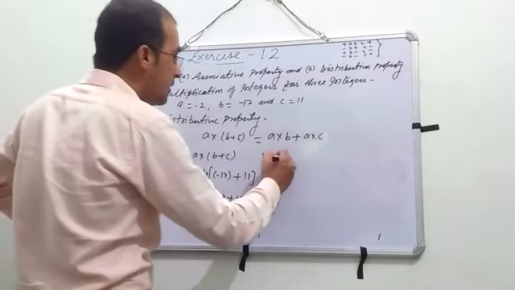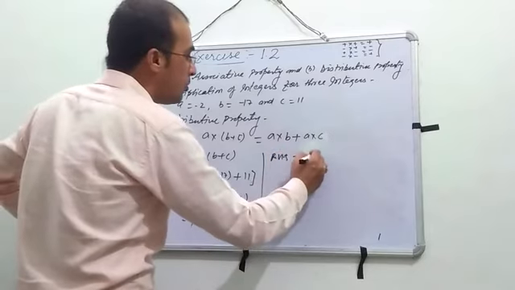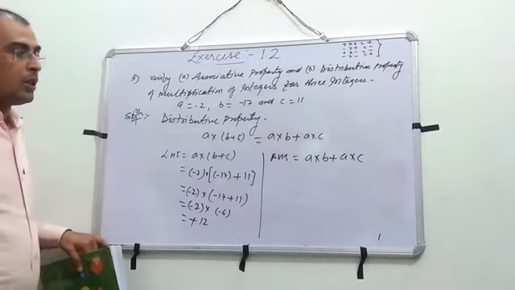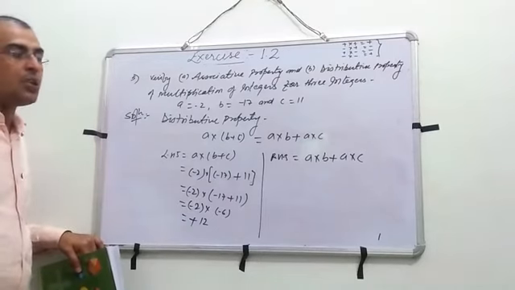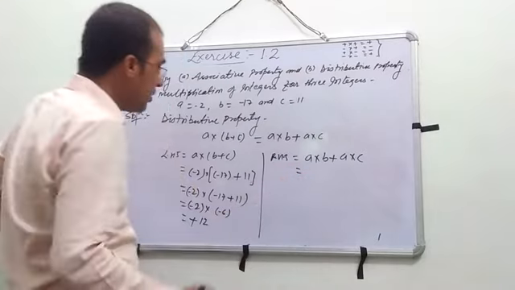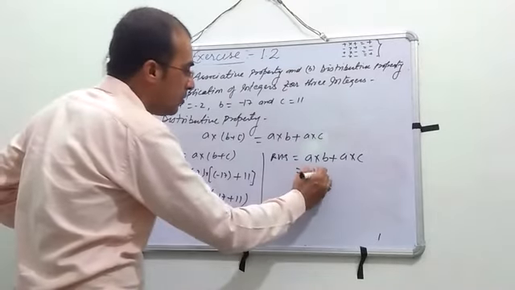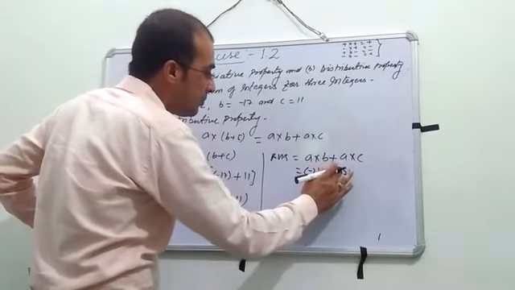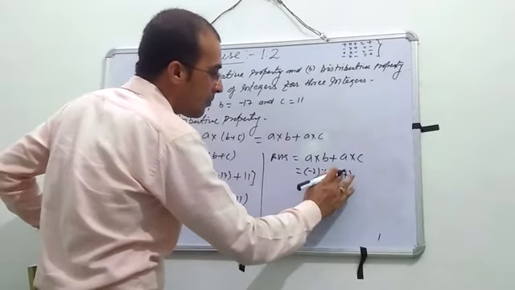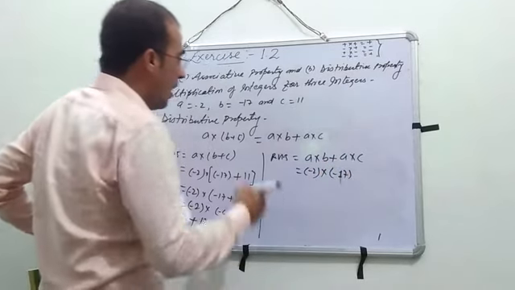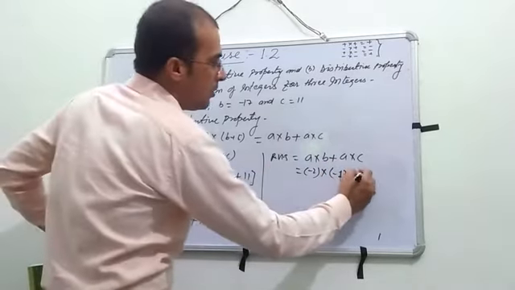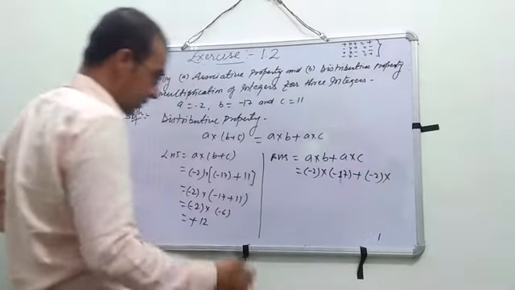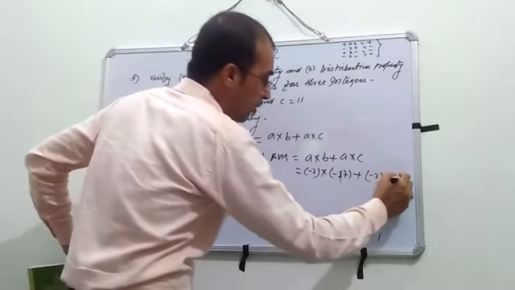Then what will be the RHS? RHS equal to A cross B plus A cross C, A into B plus A into C. What is A? A equal to -2 into what is B? B equal to -17, and plus what is A? A equal to again -2 and into what? C. C equal to 11.